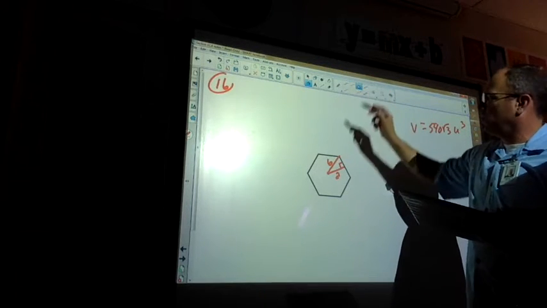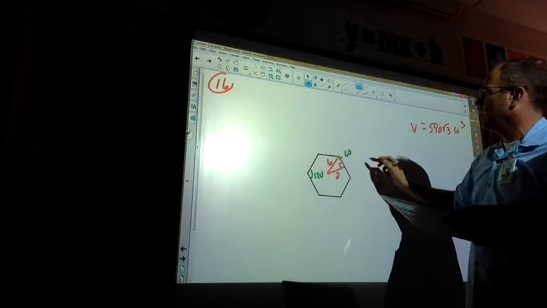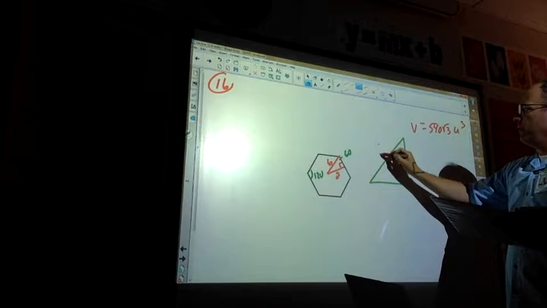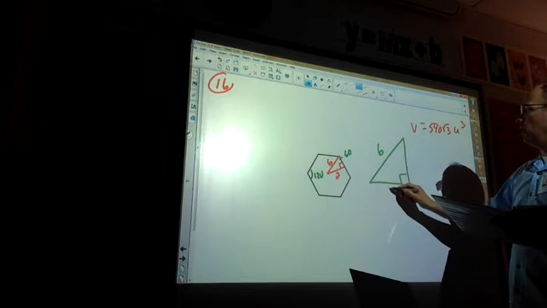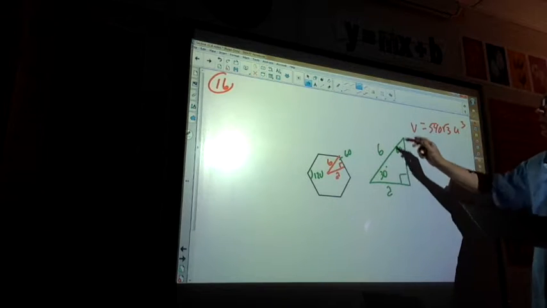Okay, so each one of these angles is 120 degrees, so that's a 60 right there. So let's take a look at that triangle a little more blown up. I have my radius of 6. I don't know my apothem. I have a 60 degrees here. I have a 30 here.